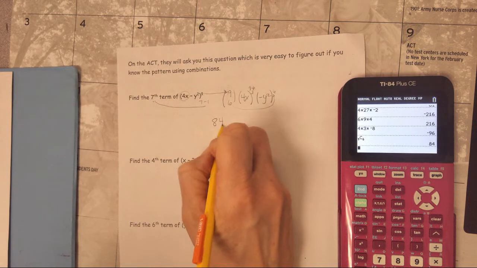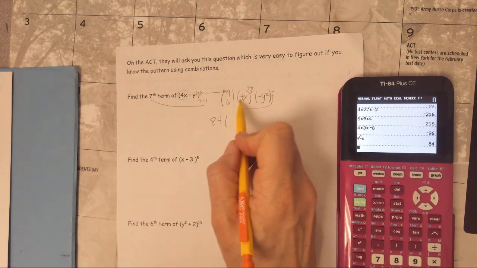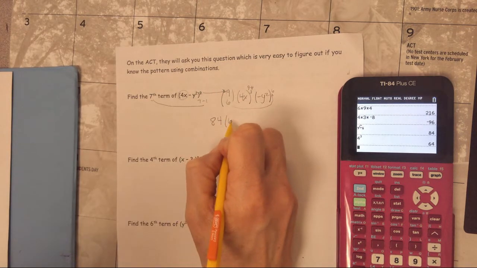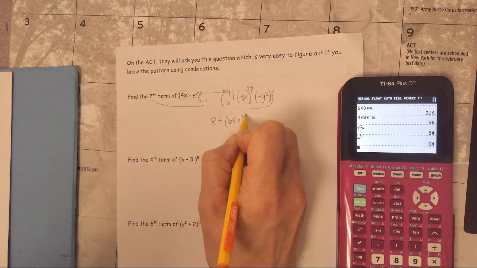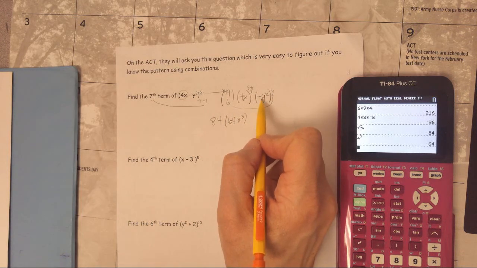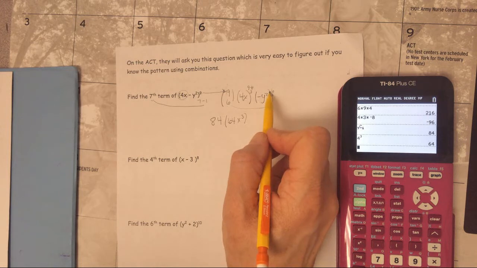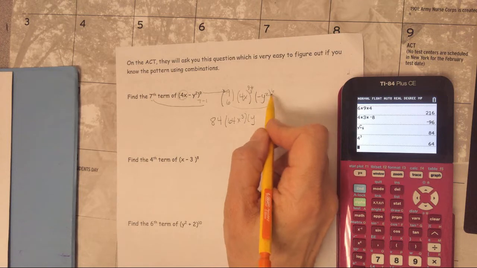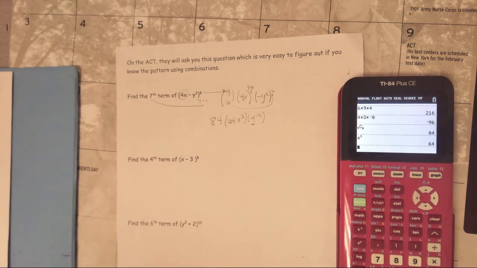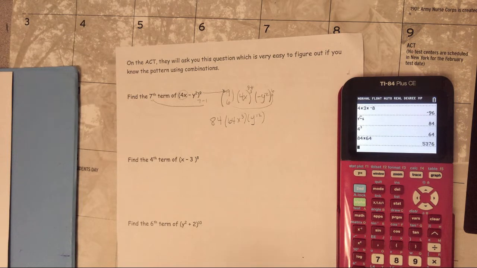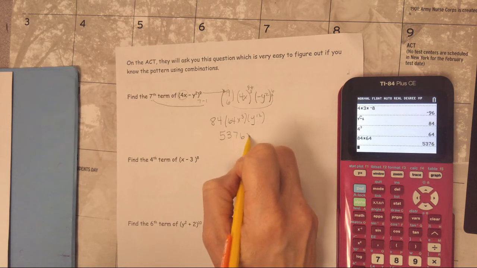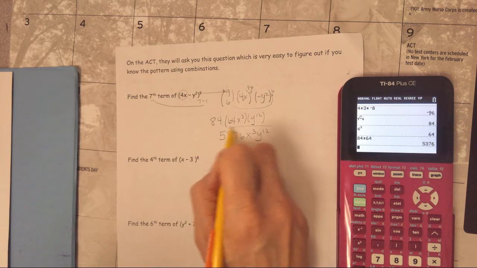So I have 84 times 4 to the 3rd power, that's 64, x to the 3rd, and then I've got negative y squared to the 6th power. Raising a negative to an even power makes it positive. And remember, my rule is power to a power I multiply. So finally, 84 times 64, 5,376, x to the 3rd, y to the 12th.